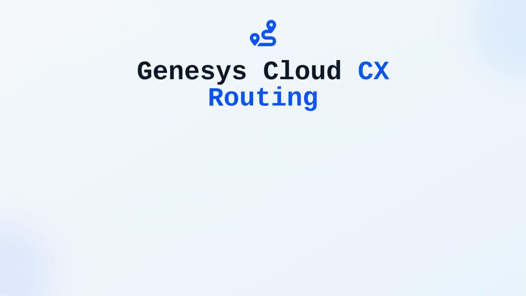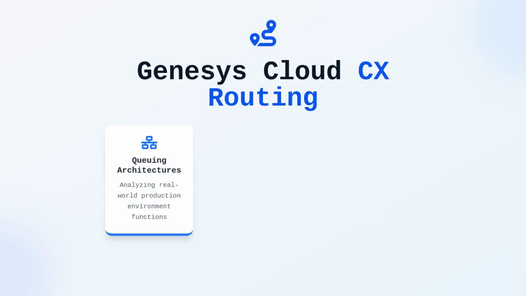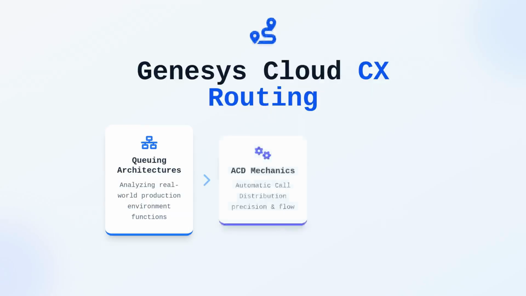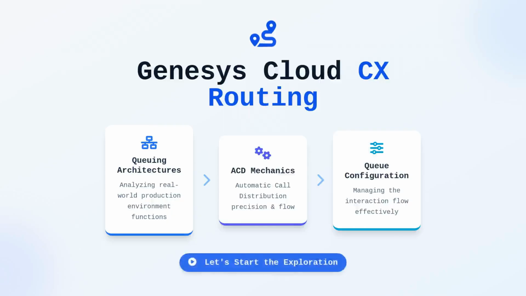Welcome to this exploration of Genesys Cloud CX routing, where we will examine how queuing architectures actually function in a production environment. In this chapter, we focus on the mechanics of automatic call distribution and the precise configuration of queues to manage interaction flow.